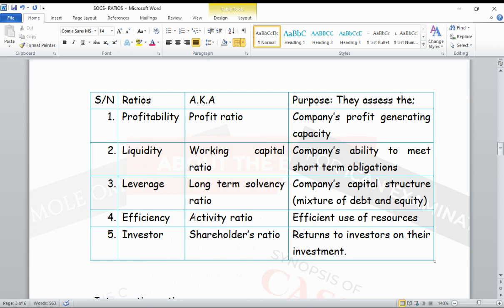Now, the efficiency ratios are also called the activity ratios. The activity ratios help us to assess the efficient use of resources. How well are they efficiently using resources? Are they using their resources properly? The efficiency ratios help us assess that.